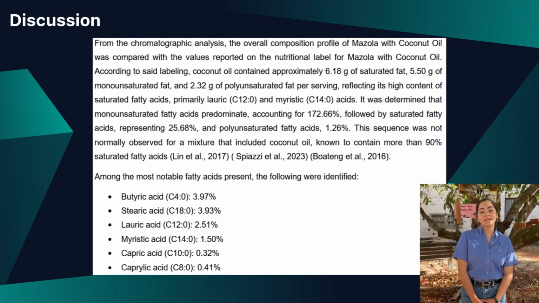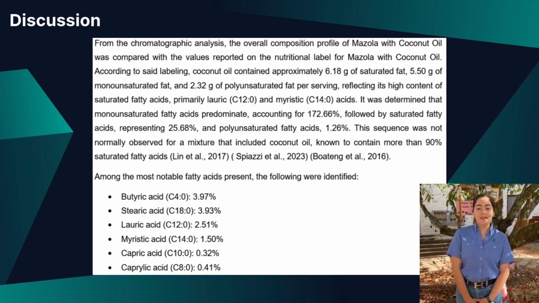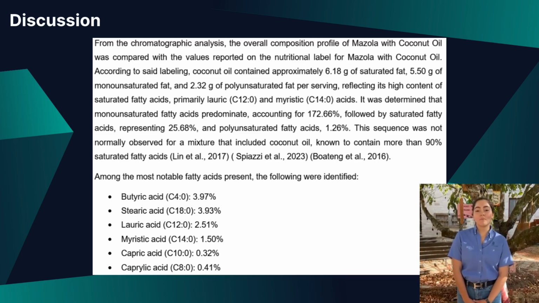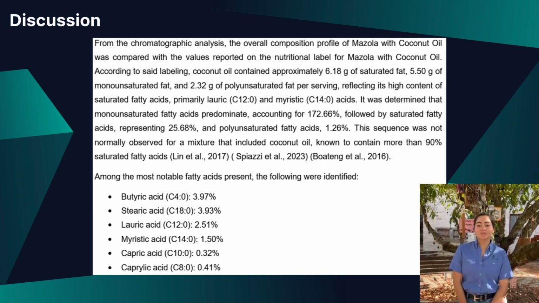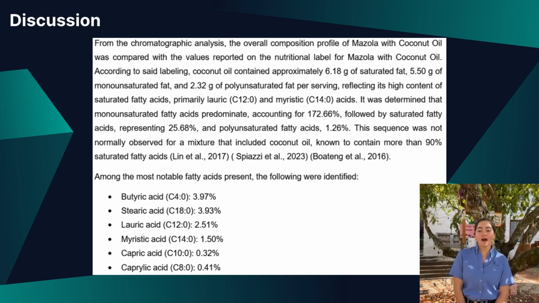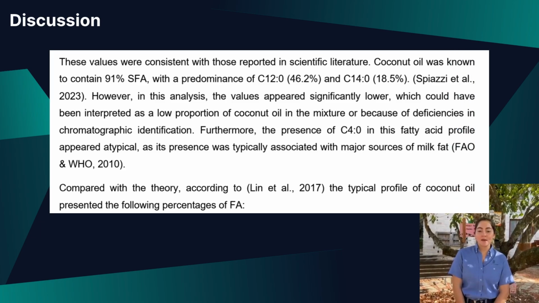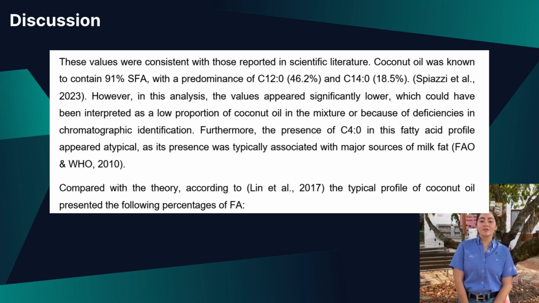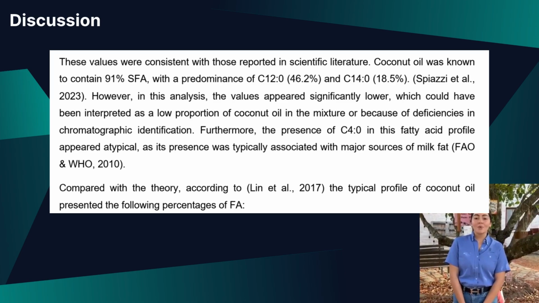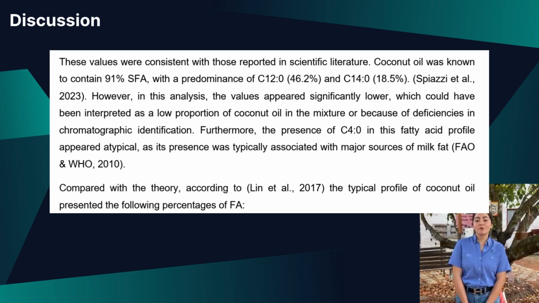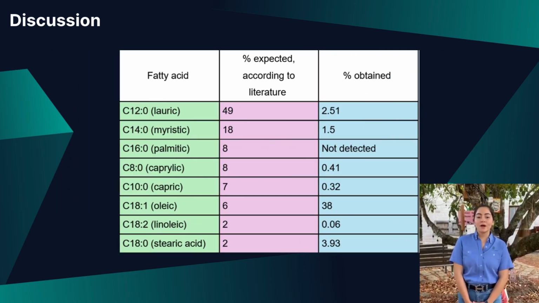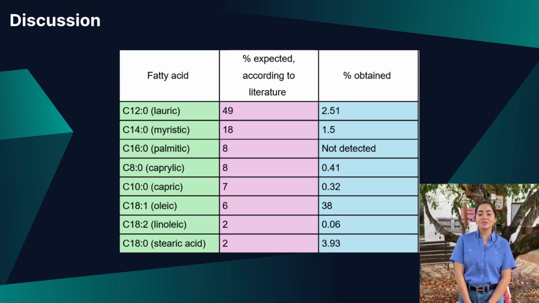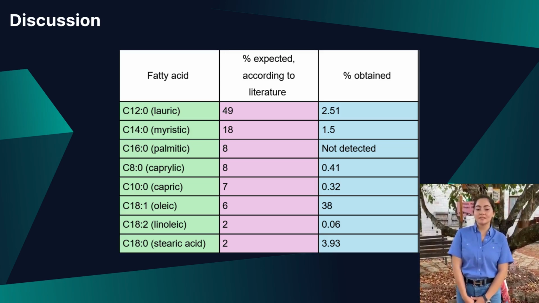In the chromatographic analysis of Mazola with coconut oil, the fat composition was compared with the product's nutritional data. According to the label, coconut oil should have a high proportion of saturated fatty acids, primarily lauric and myristic, which typically exceed 90% of the total in pure oil. However, our results show an unexpected predominance of monounsaturated fatty acids at 72.66%, followed by saturated at only 25.68%, which is inconsistent with the scientific literature.